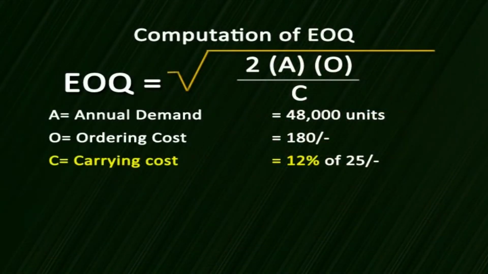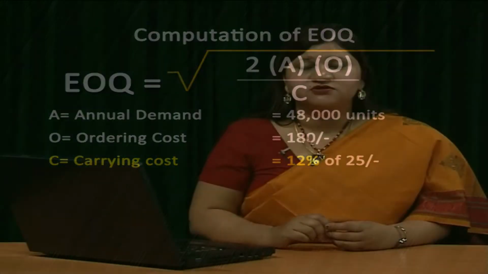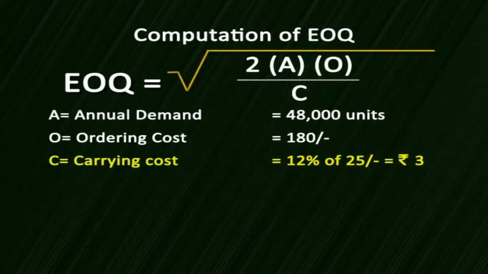Now carrying cost is given as 12%. This carrying cost is generally a percentage of purchase price, so we need to find carrying cost by multiplying this percentage by the purchase price. Purchase price is given as rupees 25. So the carrying cost will be 25 into 12%, that will be 3 rupees. Now we will use this carrying cost in the formula, that is, in the denominator we will write 3.